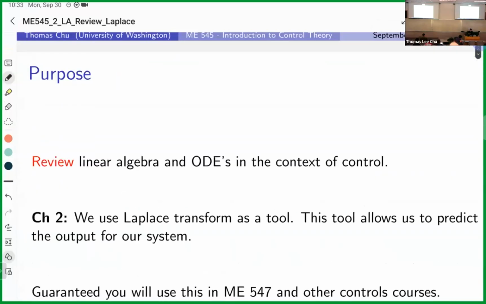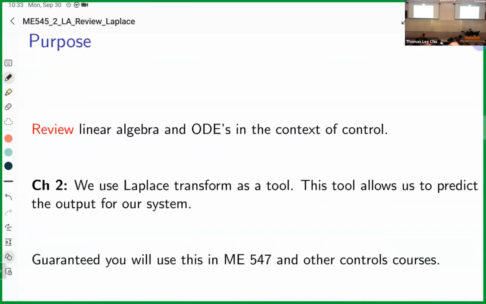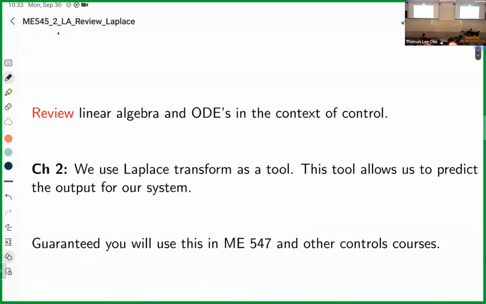In all my lectures in the future, I'll also talk about the purpose of these slides. So sometimes if you feel like you're getting too lost in the technical details, I'll try to remind you of the big picture of why we're doing this. So the purpose of this lecture is to review linear algebra and ordinary differential equations in the context of control. So how we use math in the context of control.